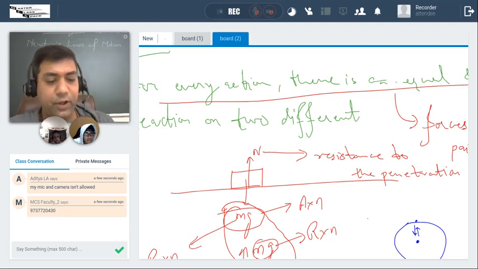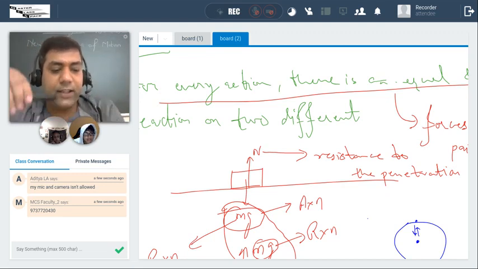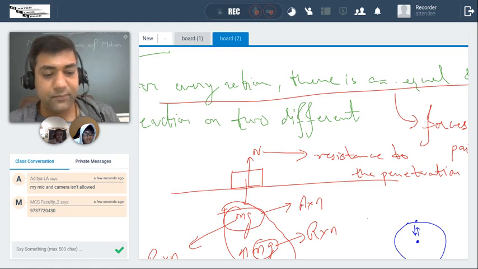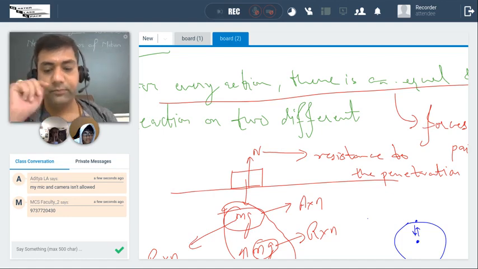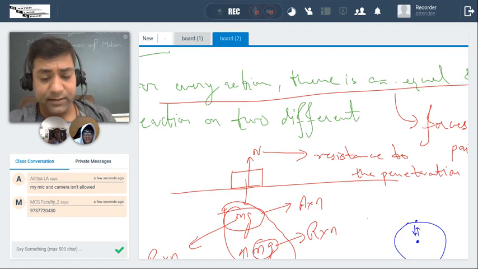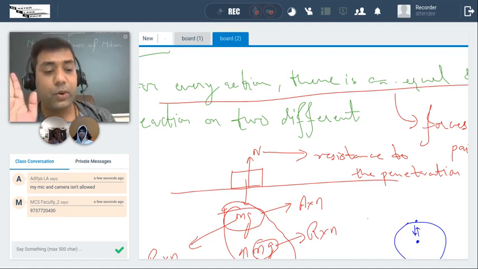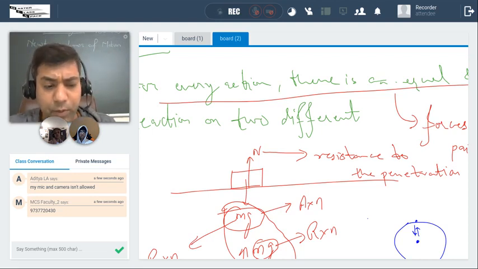So, for example, this mobile phone is lying on my hand. If the hand is not there, it will fall down. Isn't it? That means the tendency of the body is to go down because of mg only. But this Earth's surface is resisting the body not to come inside it. It is resisting. Hey, please don't come inside me. It is resisting. Go out, go out, go out. Got it? Got a point?